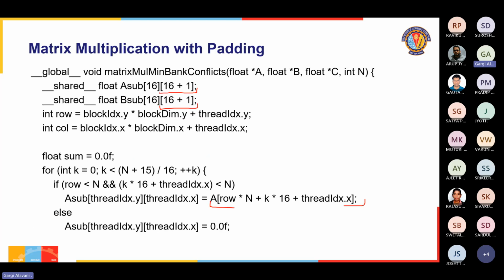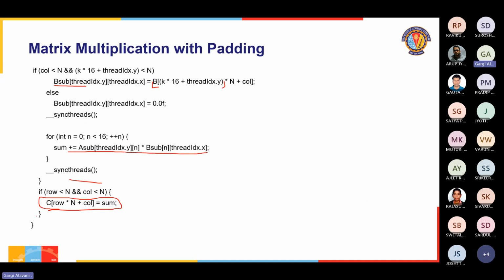Here the sum is a local variable. Okay. So for each C, you get this sum from here. Is this clear?